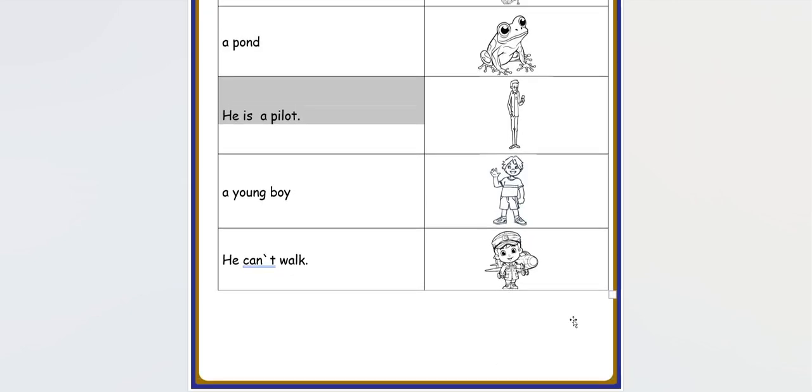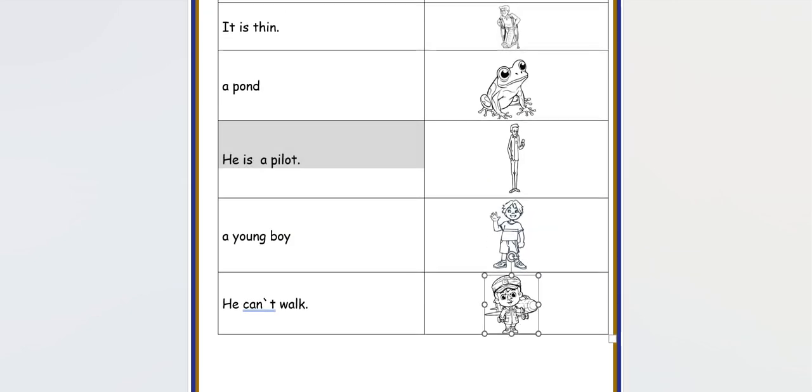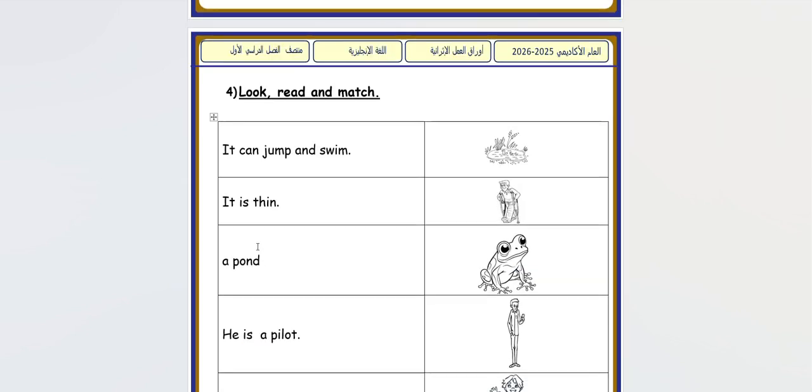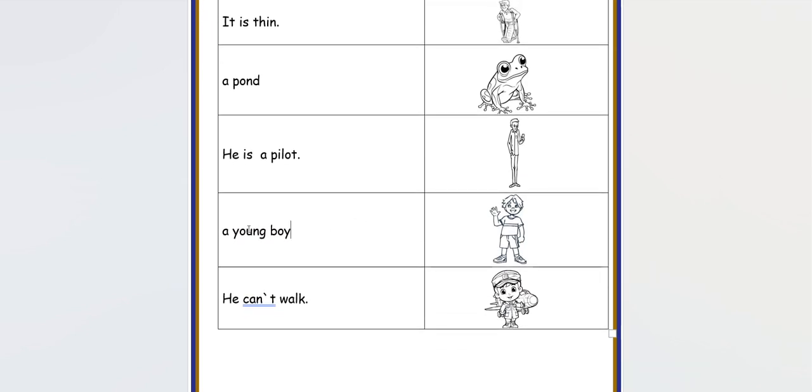Look at the picture. Which one is a pilot? Yeah, excellent. This one. A pilot, and there is a plane behind him. He is a pilot. A young boy. Which one is a young boy? Yeah, excellent. Which one is a young boy? Excellent. Yeah, this one is a young boy.